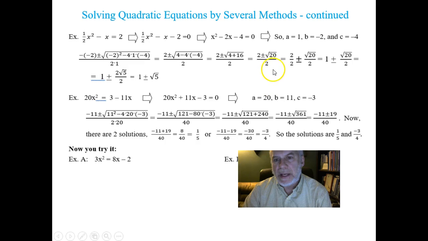Now, if you got as far as right here, 2 plus or minus the square root of 20 over 2, I would give you most credit. I would give you 3/4 of the credit because you've gotten 3/4 of the way along.